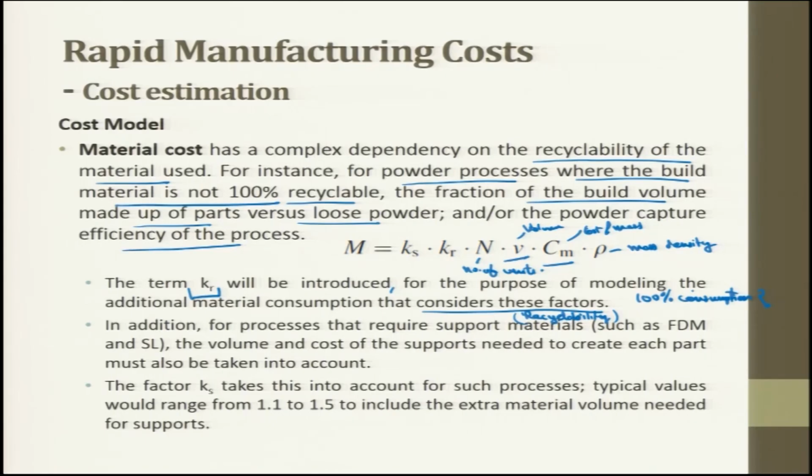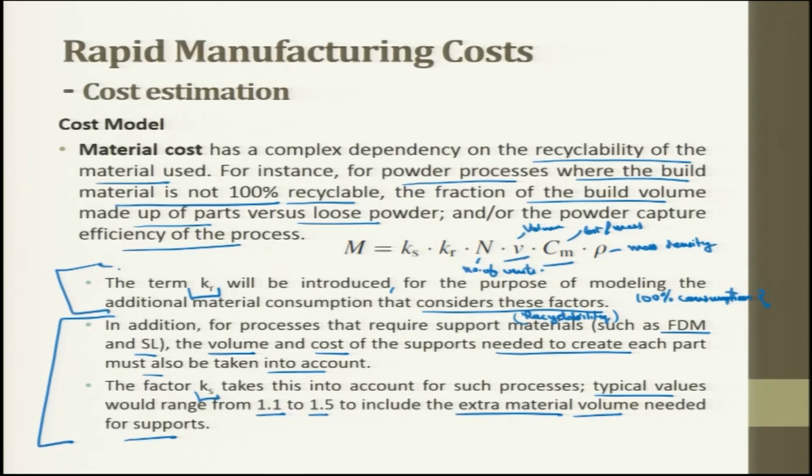In addition, for processes that require support material such as fused deposition modeling and stereolithography, the volume and the cost of the supports needed to create each part must also be taken into account. Factor Ks takes into account such processes. Typical values of Ks vary from 1.1 to 1.5 to include the extra material volume that is needed for supports. So, this is for supports, and this is for recyclability or the utilization or consumption of the material.